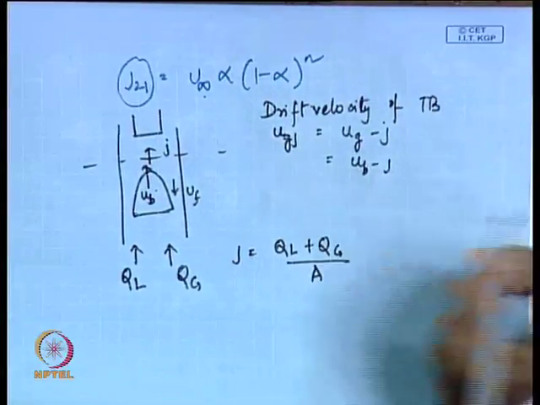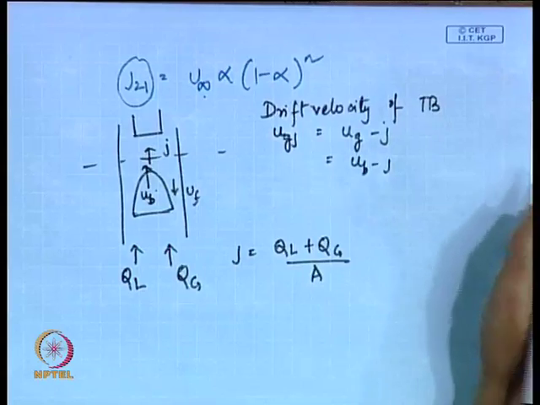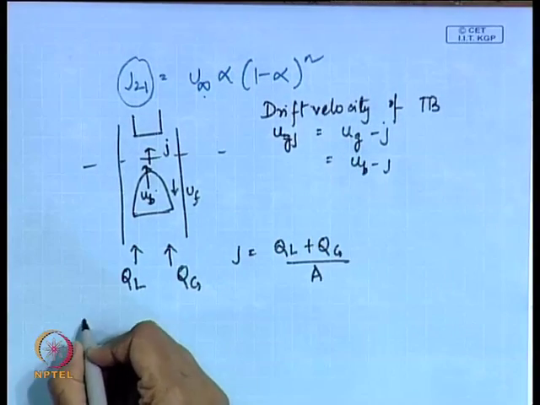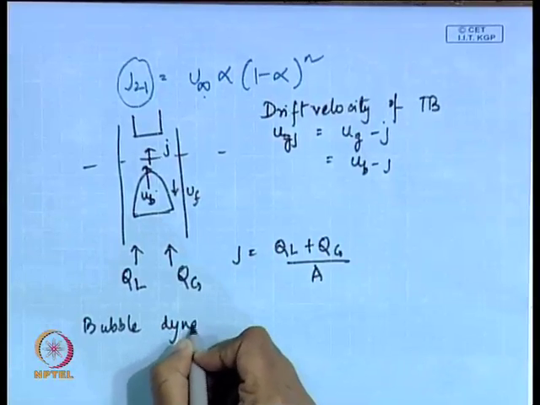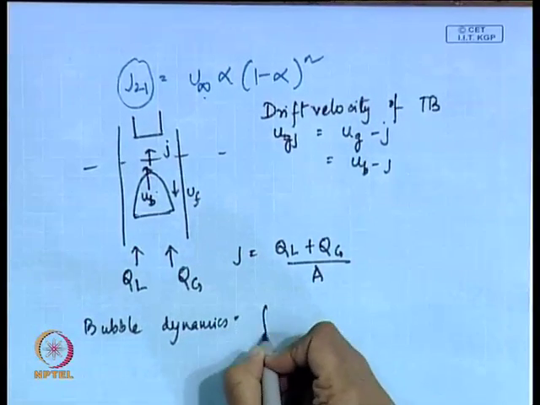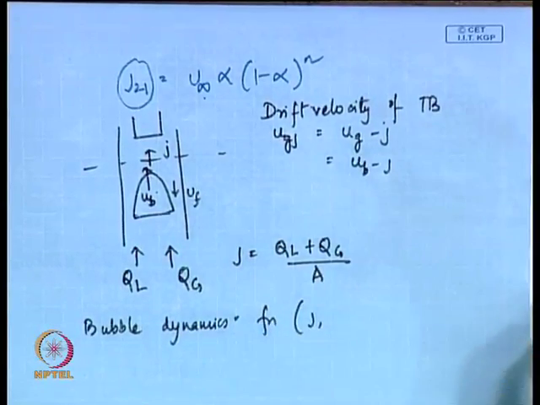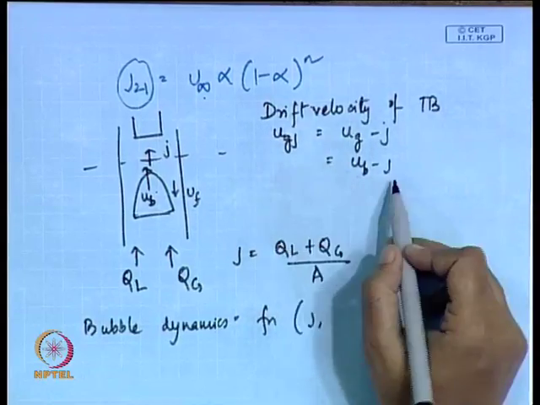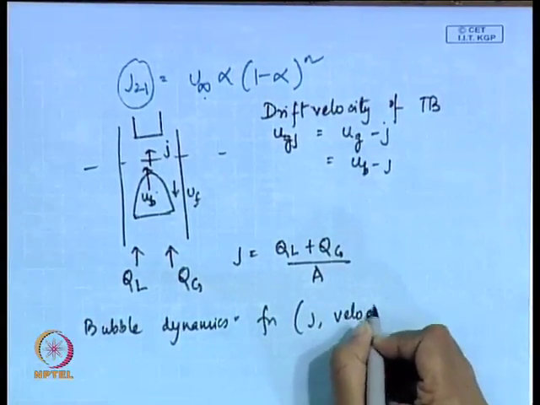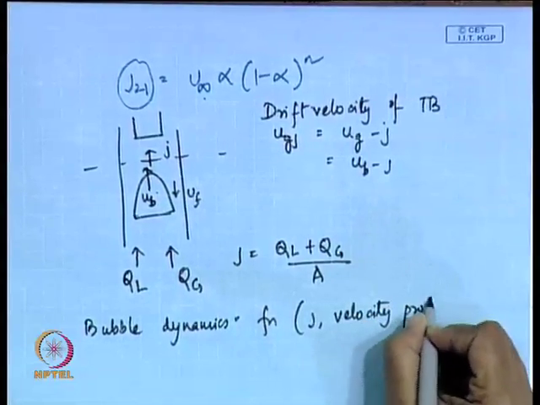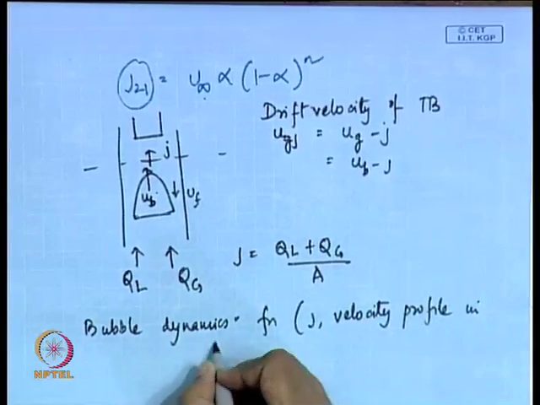Okay, so, from this expression what do we get? We find that bubble dynamics, which is governed by UGJ, is a function of what parameters? It is a function of J, the volumetric flux, it depends upon J, isn't it? If it depends upon J, it should also depend on the velocity profile in the liquid slug, yes or no?